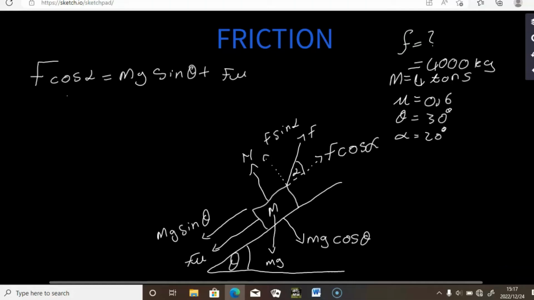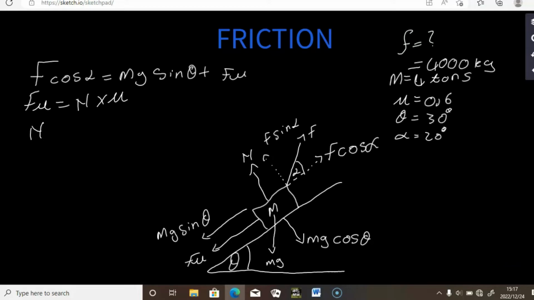Looking at this, we are looking for F. We have the angle alpha as 20 degrees. We have m, we have g. Sin theta, we have theta. The only thing that we do not have from this equation is the frictional force. Therefore, now we have to get the frictional force. We know that the frictional force equals normal reaction times the coefficient of friction. The coefficient of friction we do have as 0.6. We now have to get the normal reaction. How are we going to get the normal reaction?